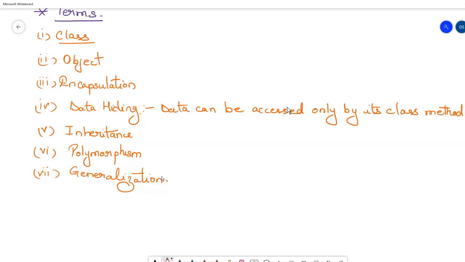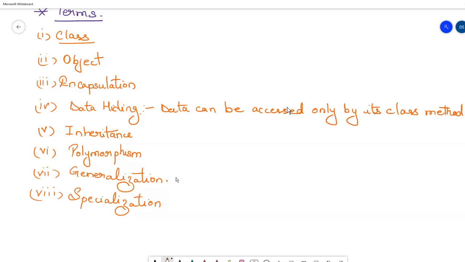Next is specialization. Specialization is the reverse of generalization. In generalization, we combine subclasses to form a generalized superclass, or we can say that the common characteristics of the classes are combined to form a class. In this, the reverse of the generalization process is being carried out. That means a class is divided into subclasses with different properties, and it goes on.